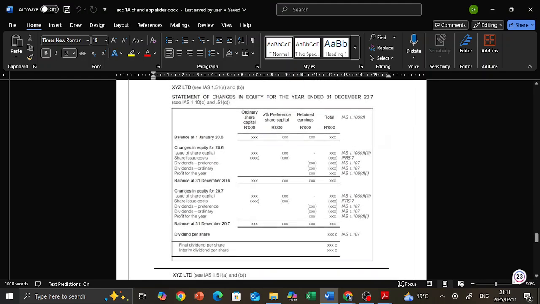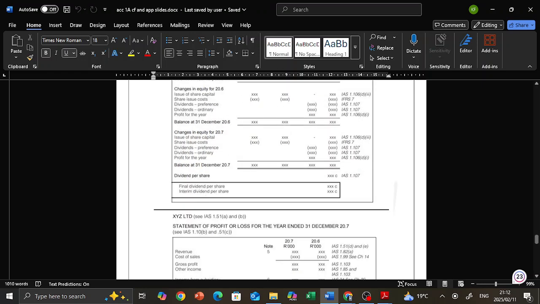Statement of changes in equity. Once again, name of entity. Statement of changes in equity for the year ended 31 December 2007. This is what the statement of changes in equity looks like. But when I was tested in my first semester test on the statement of changes in equity, it was a 5 to 8 mark question. But just screenshot, it's not that deep as for now.